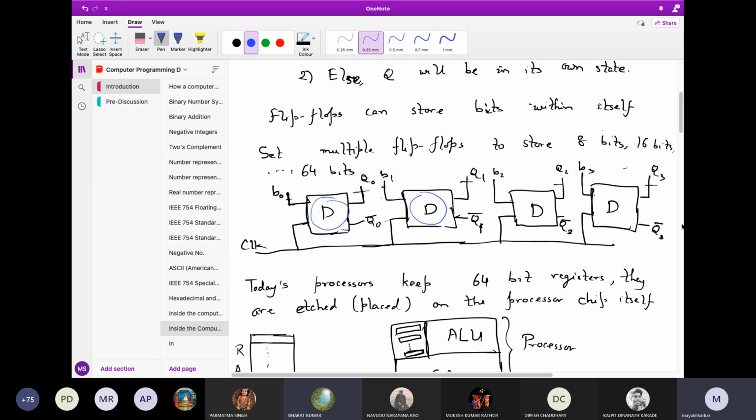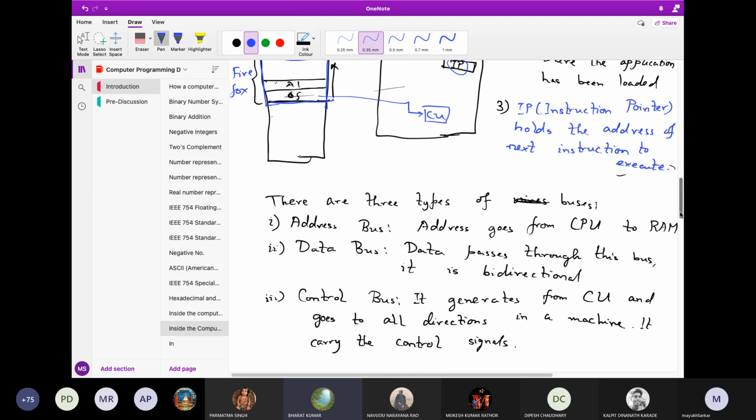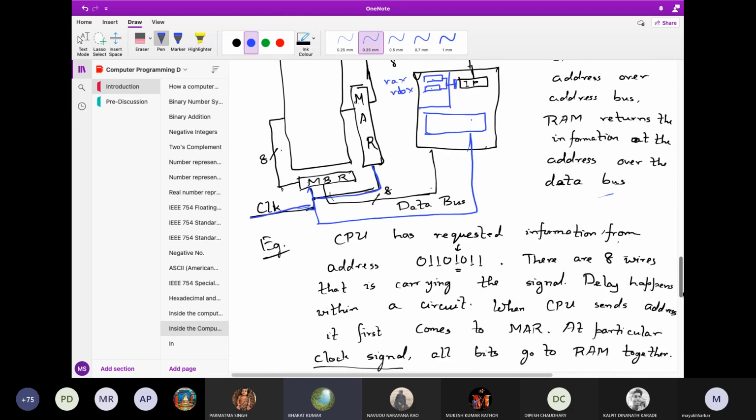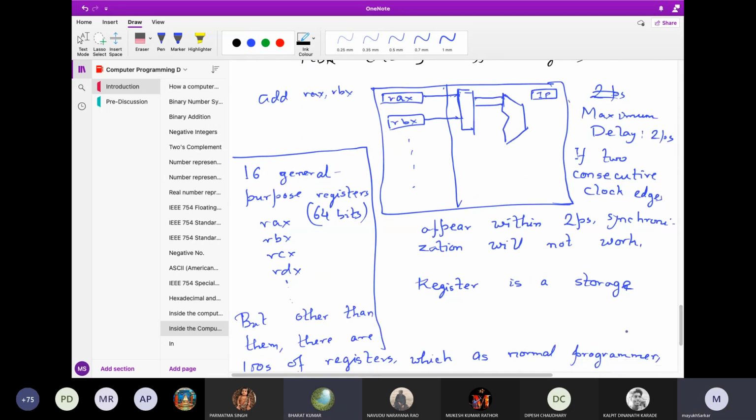But sir, you said a buffer is also a register, but that doesn't store a value, I think. As I said, buffers and registers are the same in design. But registers are special purpose, which hold something meaningful. The instruction pointer holds the next address. RAX, RBX, RCX, they hold our data. These 16 registers hold our data.